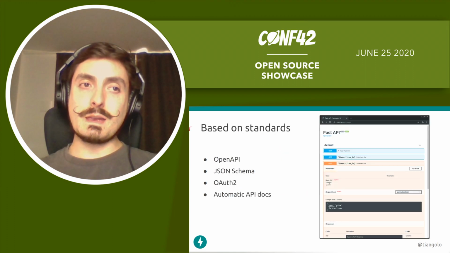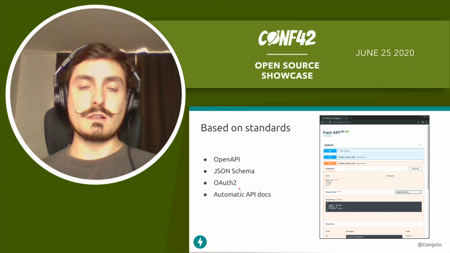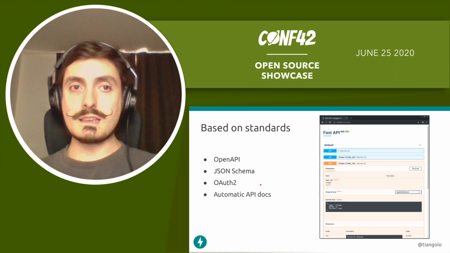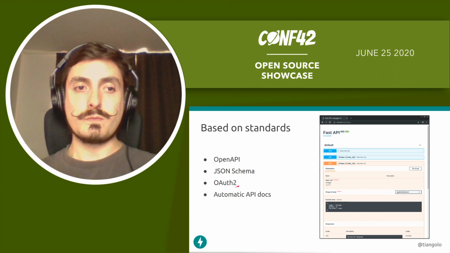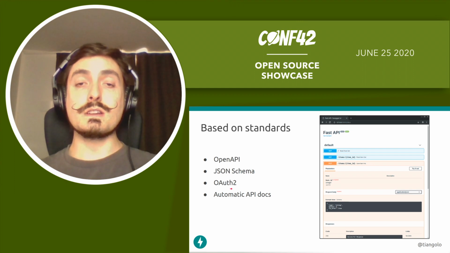And FastAPI is based on standards like OpenAPI, JSON schema, OAuth2. OAuth2 is what is used by Facebook, Google, GitHub, Twitter. Whenever you do a login with application X, all that is using OAuth2. And FastAPI lets you build these OAuth2 things very easily or integrate with them.